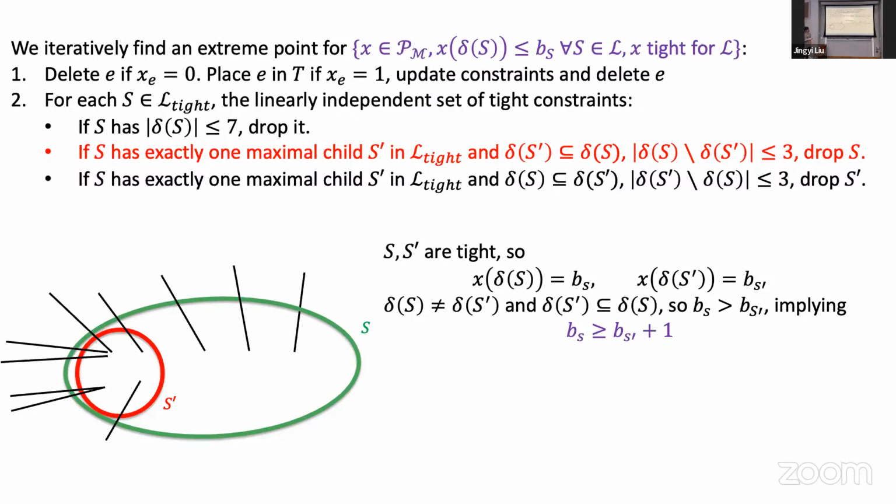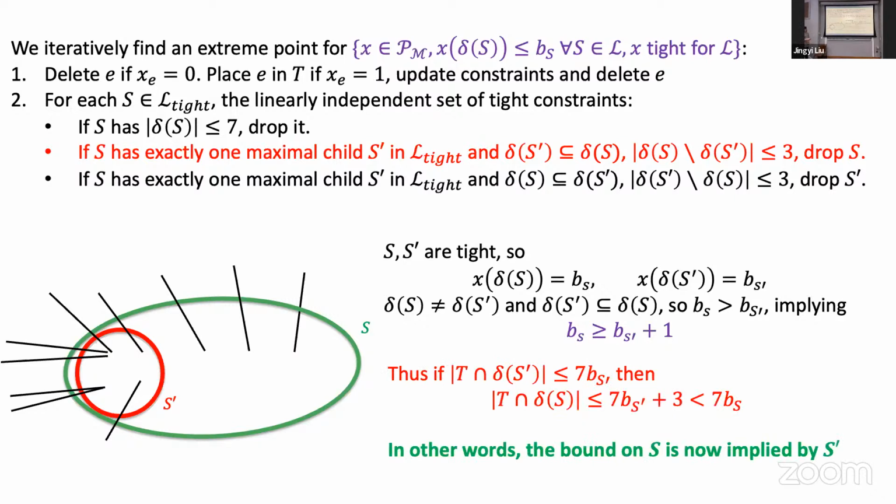And delta of S prime is a subset of delta of S. So that means that the bound on S is strictly larger than the bound on S prime. So it must be at least 1 larger than S prime. But now, as long as I satisfy S prime, if I have at most 7 times BS prime edges, well, now I'm going to get at most 3 edges more than S prime. But my bound was 1 larger. So it's safe to drop S. It's approximately implied by S prime. This is sort of the second regime.